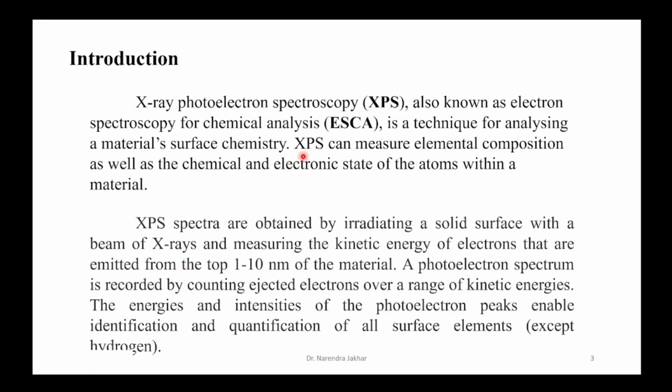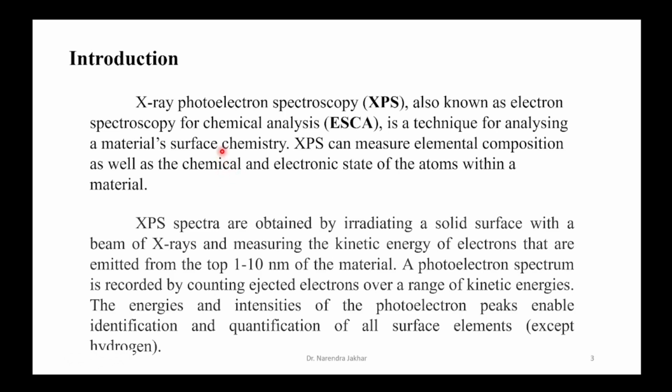So, introduction. XPS, also known as ESCA, electron spectroscopy for chemical analysis, is a very beautiful and fine technique for analyzing a material's surface chemistry. So here the focus is on the surface chemistry of the material. XPS can measure elemental composition as well as the chemical and electronic states of the atoms within a material. It provides the idea of the surface chemistry.